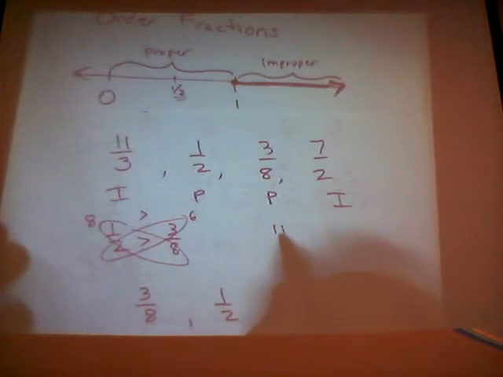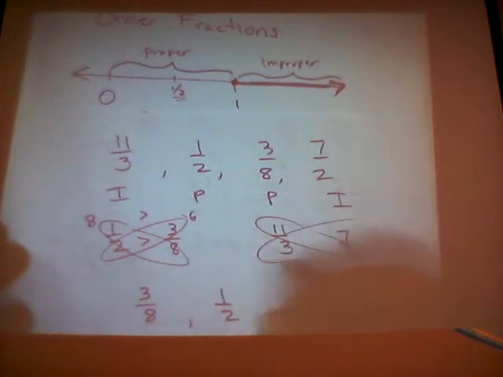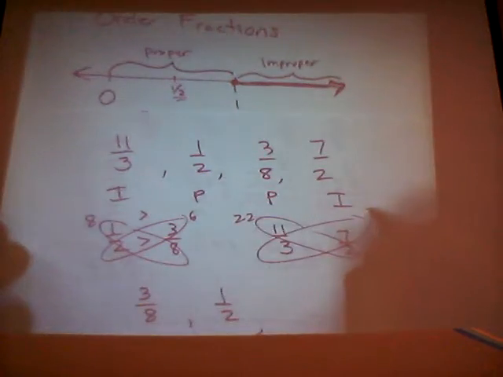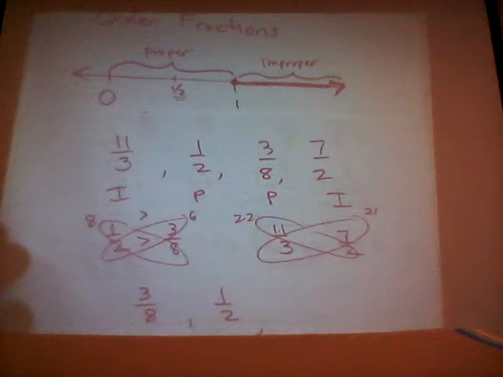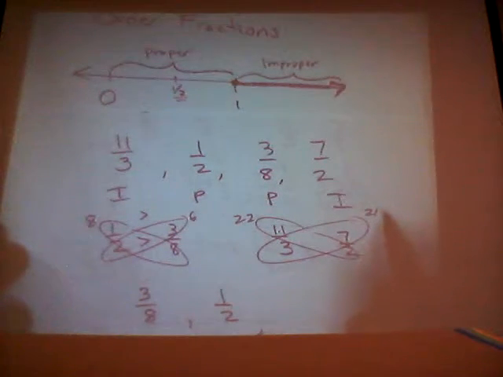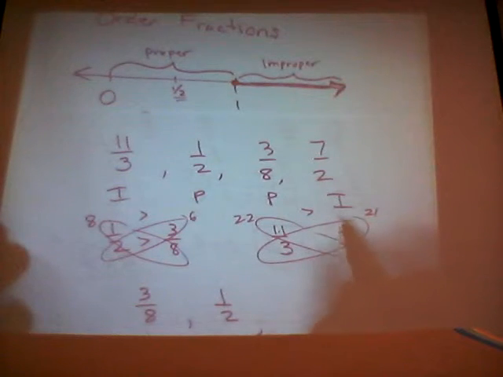Now I'm going to compare my two improper fractions, and I can use my strategy of cross products to also compare those. I'm going to multiply in the cross. 3 times 7 is 21. 2 times 11 is 22. When you use your cross products, always remember to put your product up by your numerator. And now I'm going to compare. Because 22 is greater than 21, 11/3 is greater than 7/2.